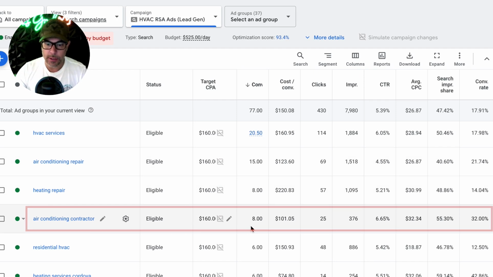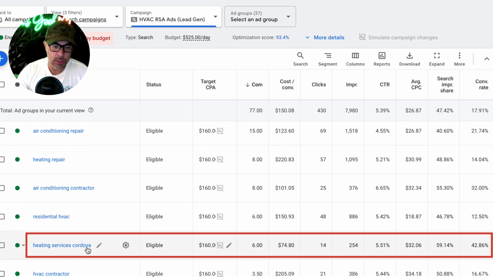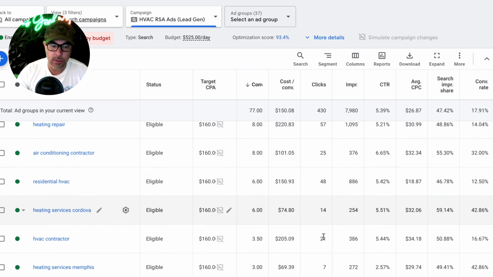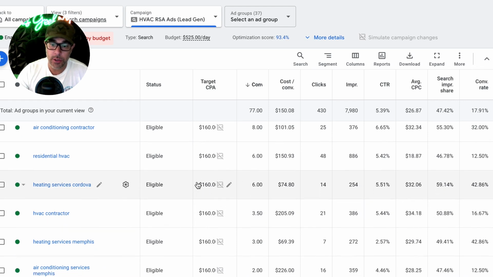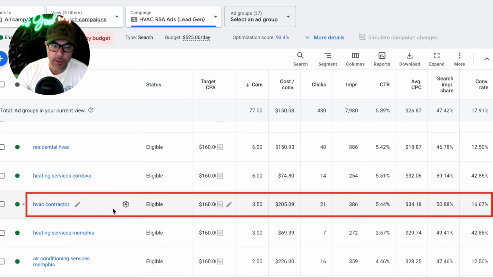Air conditioning contractor, 8 leads. Residential HVAC, 6. Heating services, geo ad group, 6. So make sure you have your geo ad groups in here, guys. You're going to get extremely good leads, high quality. HVAC contractor, 3.5. The half is just the way we have our attribution set up. So one of these keywords somebody didn't convert on, but it contributed to a conversion down the line. Maybe a couple days later, they searched again, and we're tracking all that stuff.